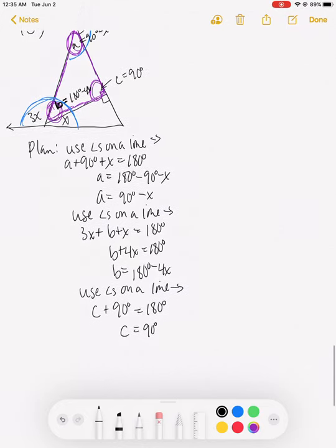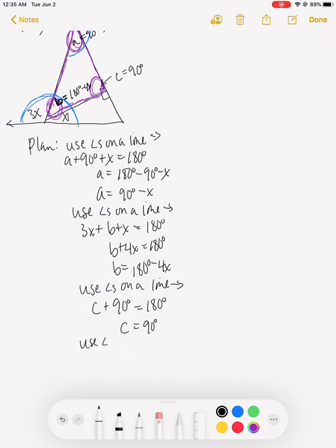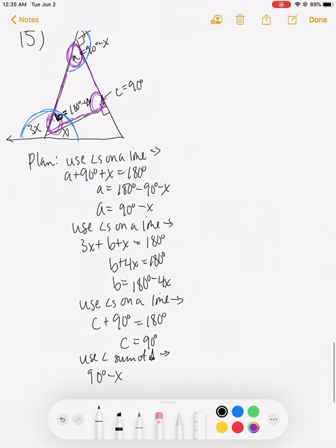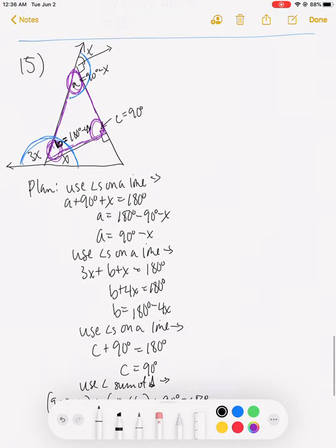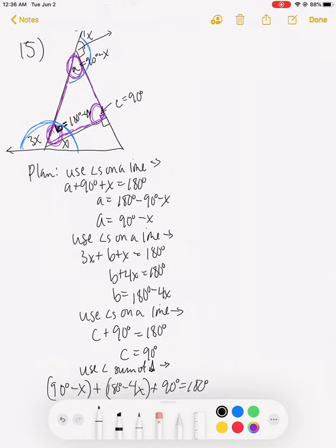Now I have three angles that I can use in the angle sum of a triangle. So in my plan, I'm going to use angle sum of triangle. Say, okay, 90 minus x, that's one angle there, plus 180 minus 4x, that's the other angle there. Move these back here. So we can add on the 90 degrees, set equal to 180 degrees. Alright, so there's my plan. I'm going to go ahead and draw my teacher solution out here.